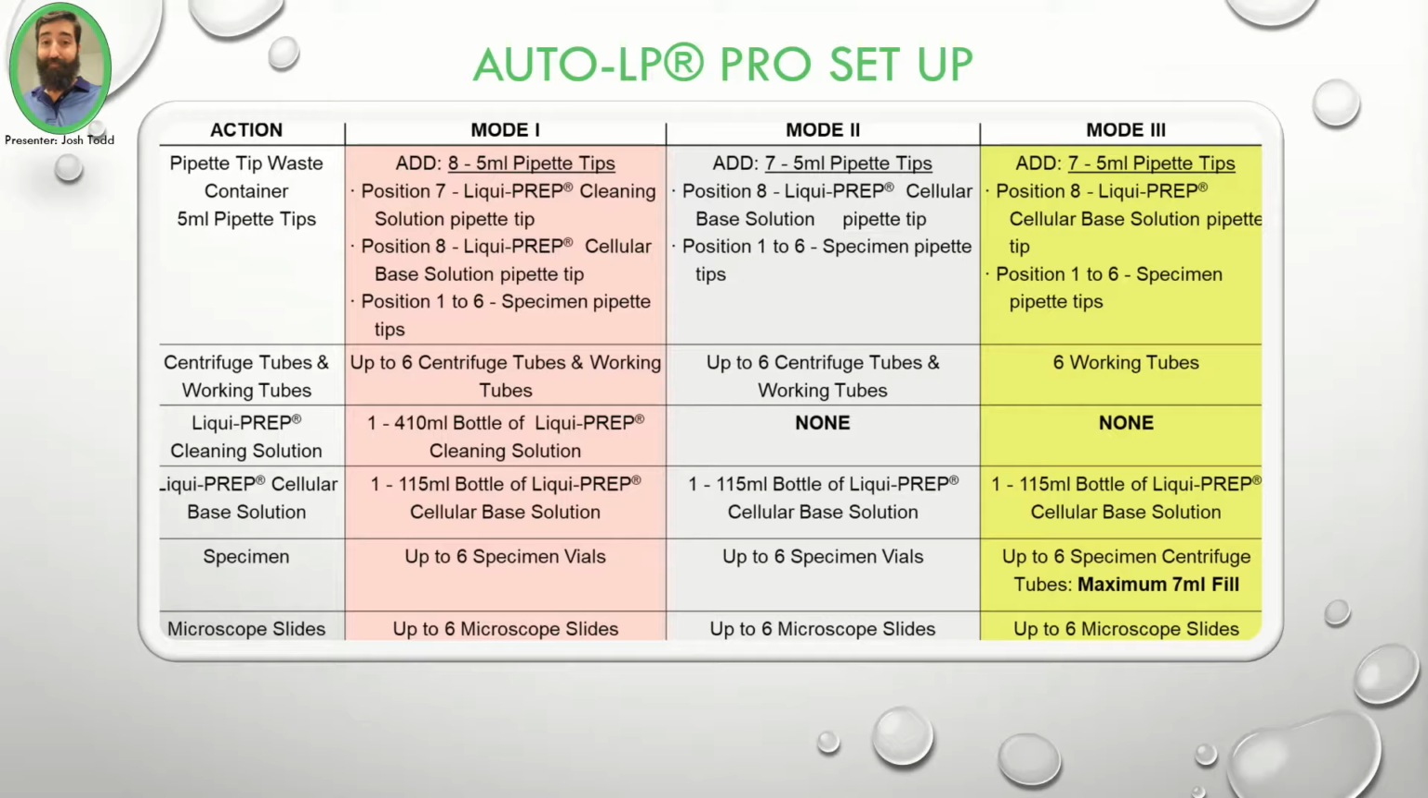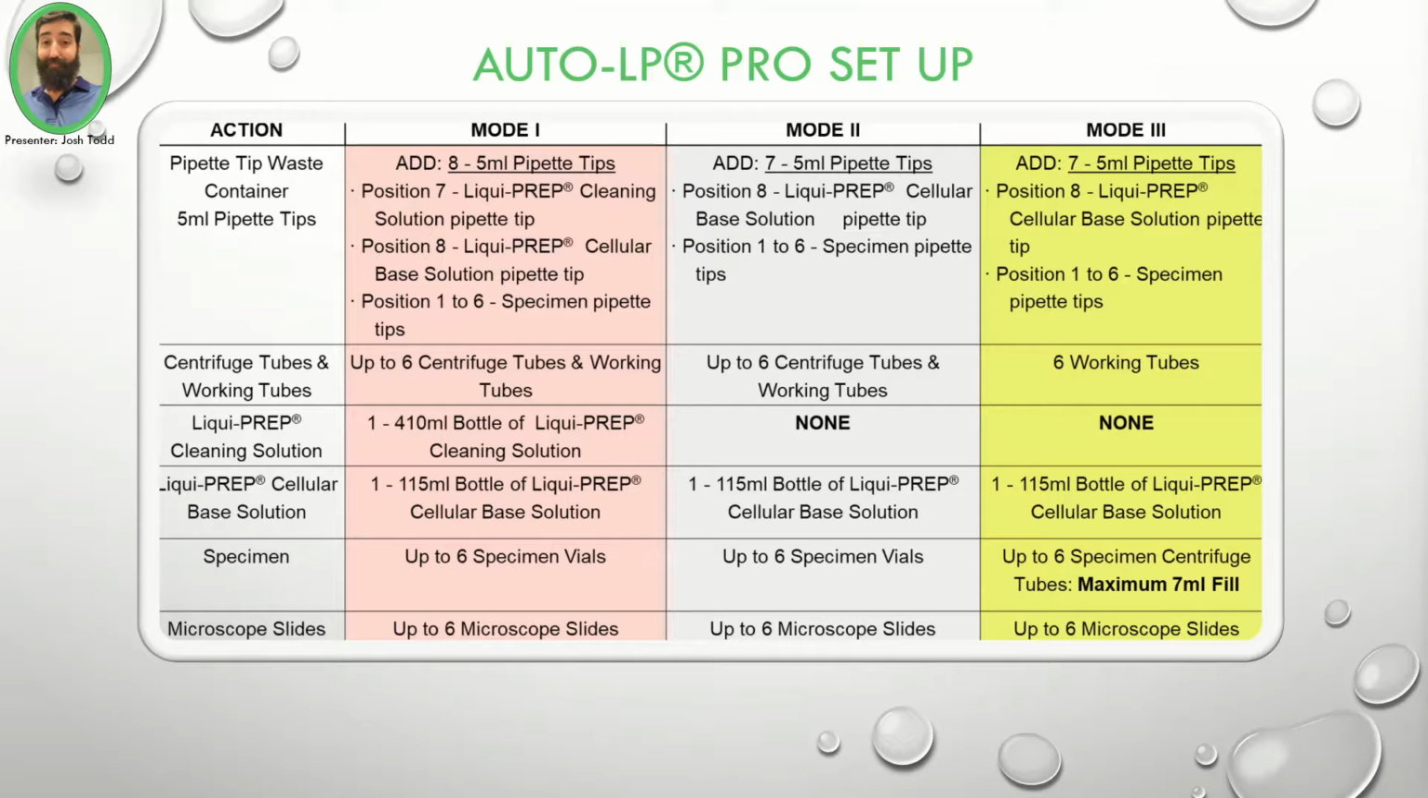In Modes 1 and 2, 6 centrifuge tubes and 6 working tubes are loaded. In Mode 3 only, 6 working tubes are needed. 1 bottle of Liquipep's cleaning solution is needed for Mode 1. No cleaning solution is needed for Mode 2 or 3. 1 bottle of Liquipep cellular base solution is needed for all 3 modes.